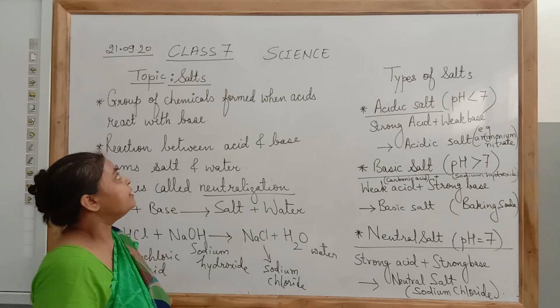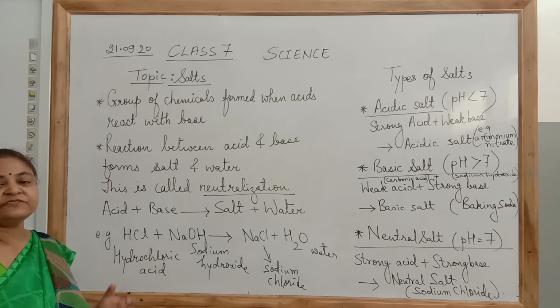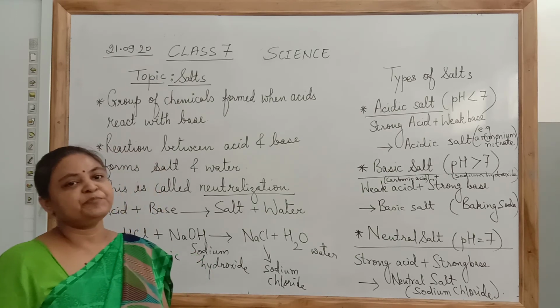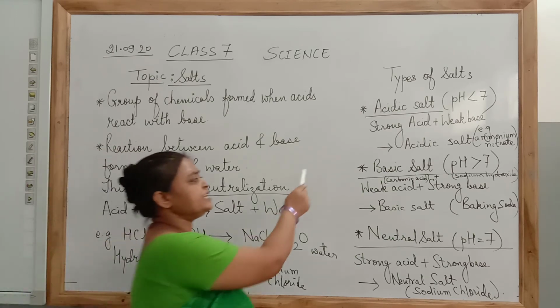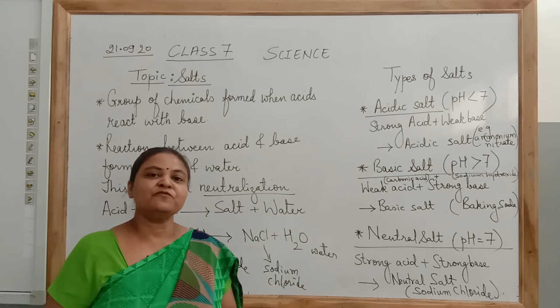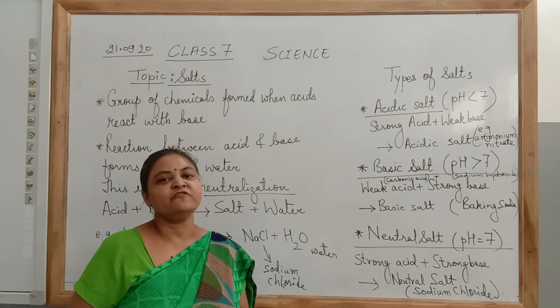So, salts are chemicals which are formed when acid reacts with base, and salts can be of three types: acidic, basic and neutral salts. I hope this video will help you to understand the types of salts.